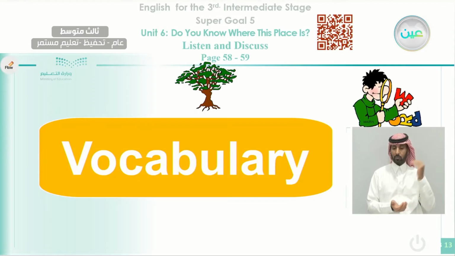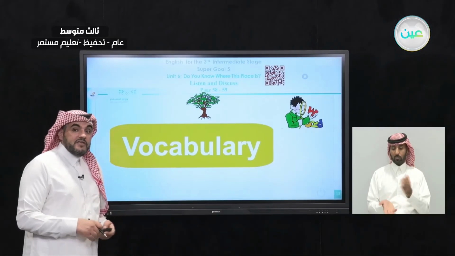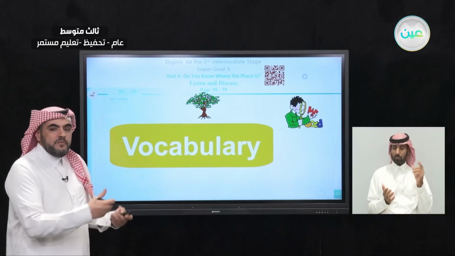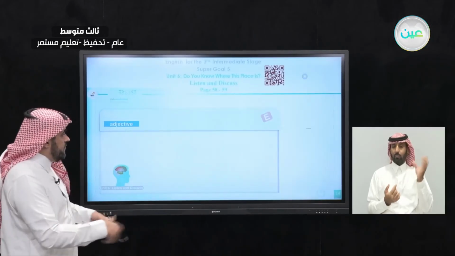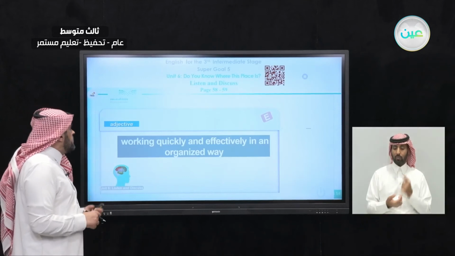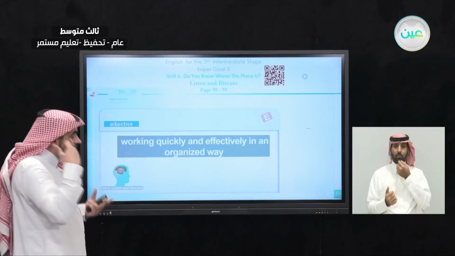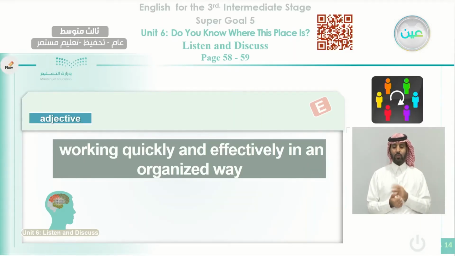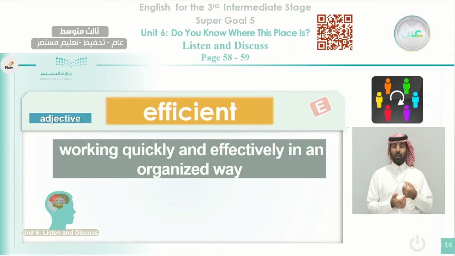Before we go to answer the questions that we asked you before we started our reading, let's review some of the vocabulary that we mentioned in this reading, so it will help you understand more. Here we talk about an adjective starting with E. Try to think and remember this word from the text that we read. Working quickly and effectively in an organized way. What is it? Efficient.